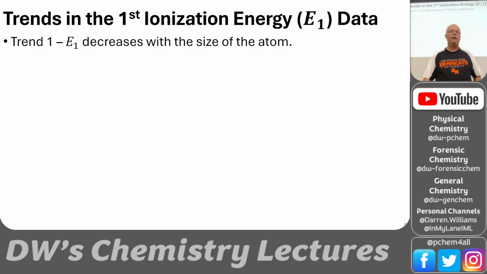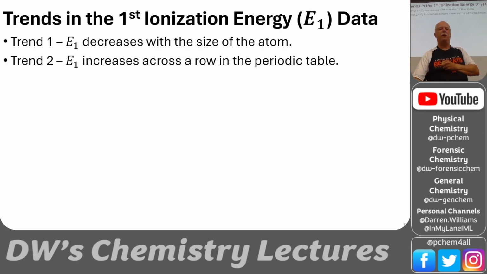So here's all your trends. Trend 1 is that the ionization energy decreases with the size of the atom. That makes sense. If I've got a sodium atom that's as big as Texas, it's easy to remove that outer electron. If I've got a hydrogen atom that's as big as Walker County plus a few other counties, it'd be harder to remove that electron. Because what's holding the electrons together? It's that positive nucleus. So the further you are from the nucleus, the less force it takes to pull you off.